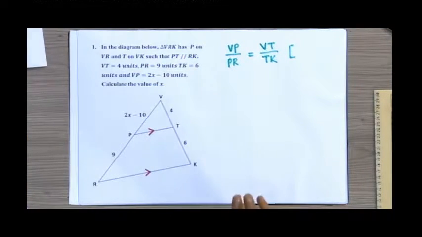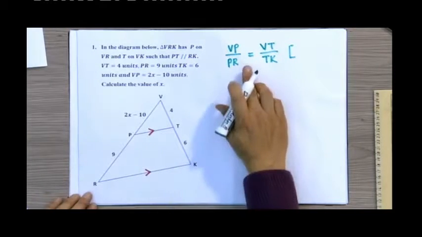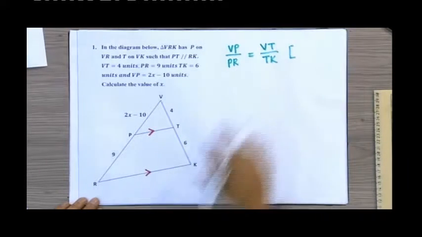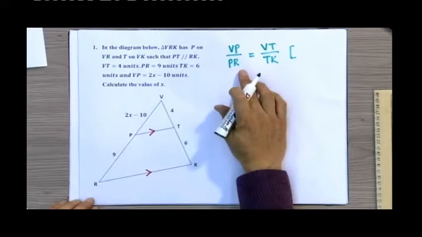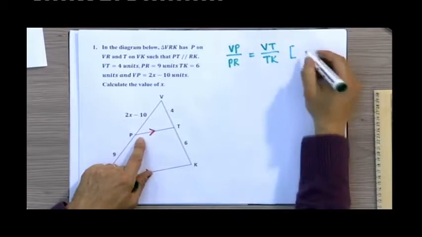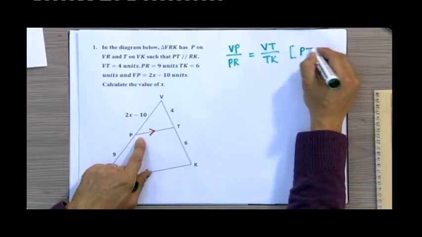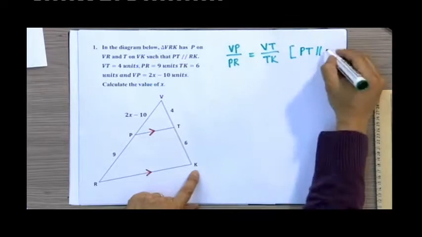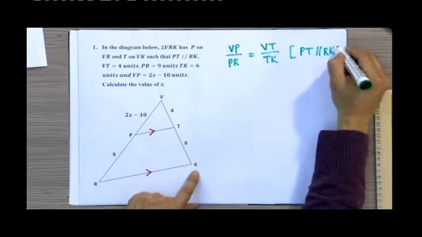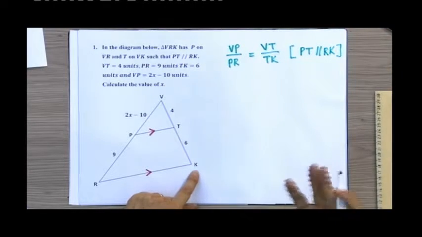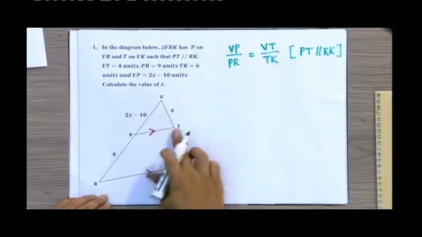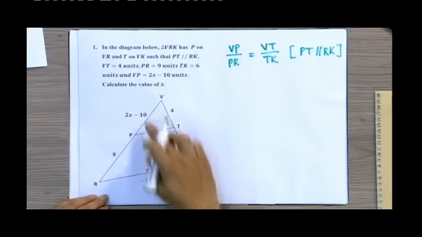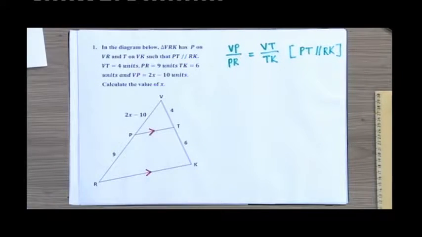And please, very important, you need to give a reason. That is what geometry is all about. The minute you write a statement, you need to write down a reason. Why is that true? That is true because PT is parallel to RK. Remember, that is what the theorem says. If you have two sides parallel, then the other two is the same proportion.